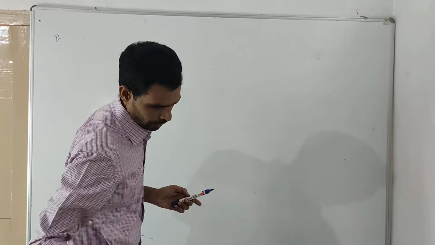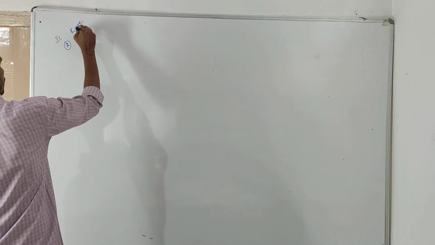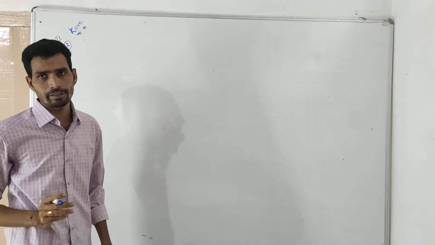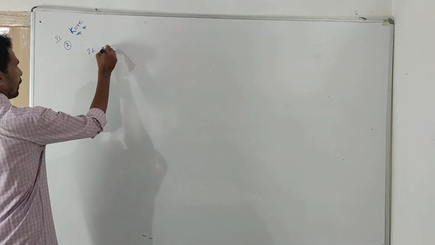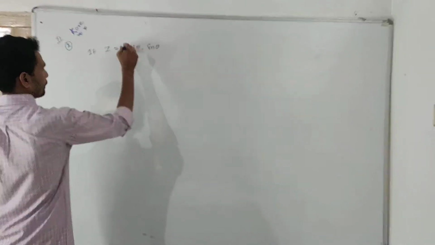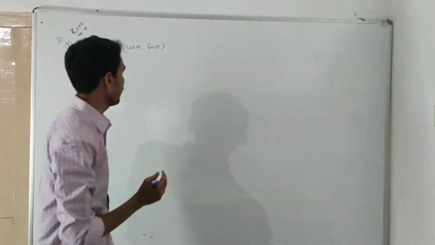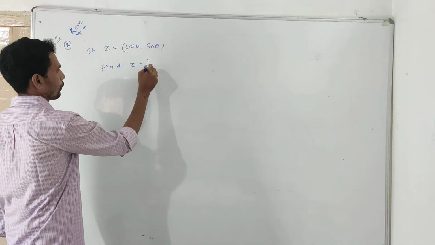Second problem is 2 marks important. Double stars means 2 marks important, 4 stars means 4 marks important, 7 stars means 7 marks important. But here it is a 2 marks problem. If Z is equal to cos theta comma sin theta, find Z minus 1 by Z.